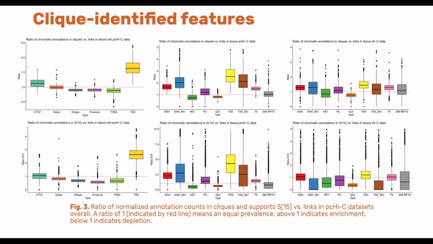We also employed chromatin annotations to make educated guesses about the potential activity of these cliques, analyzing their enrichment as compared to the links in the dataset for ChromHMM marks from Roadmap Epigenomics in the case of our tissue high-C and tissue PC high-C data, and for Blueprint epigenomic annotations for our blood cell PC high-C data. As you can see here, of all the marks analyzed, the cliques most appear to be enriched for transcriptional start sites, with an enrichment of 1.5 to 3-fold for cliques and up to 5-fold for supports.